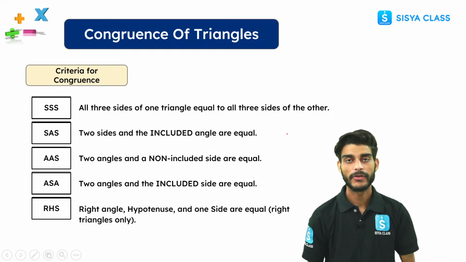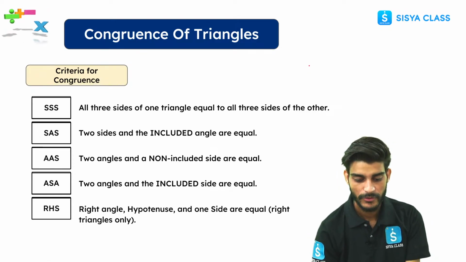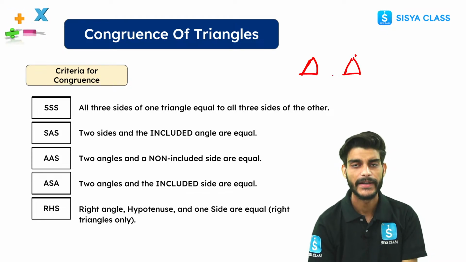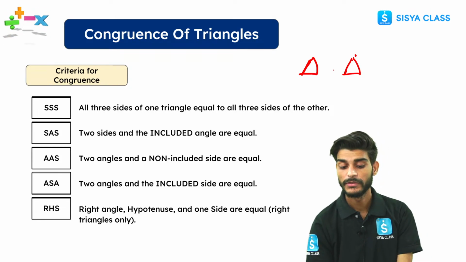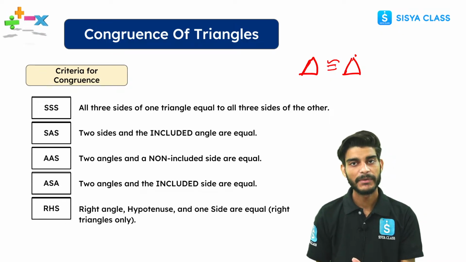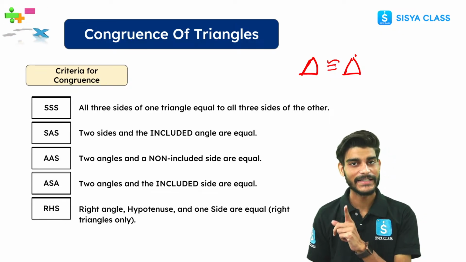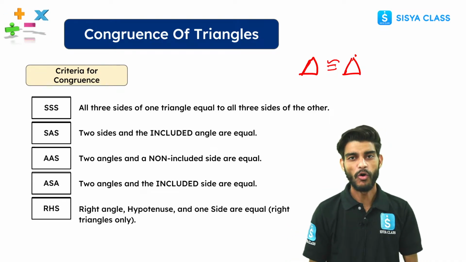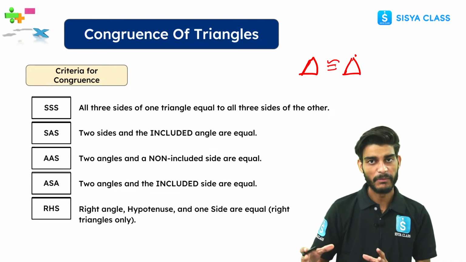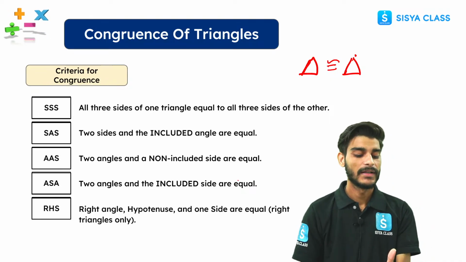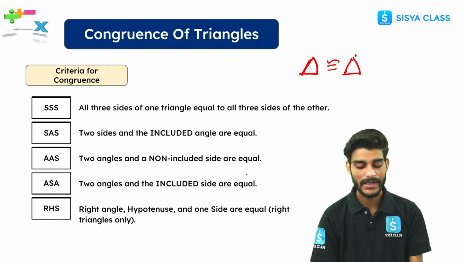Now let's come to congruence of triangles. Suppose we have 2 triangles here, right? We know that congruence is denoted by this symbol. We say that these two triangles are congruent to each other when they have the same shape and size. This is the normal definition, right? But will we always measure the size? No. There are some criteria through which you can determine whether two triangles are congruent or not.